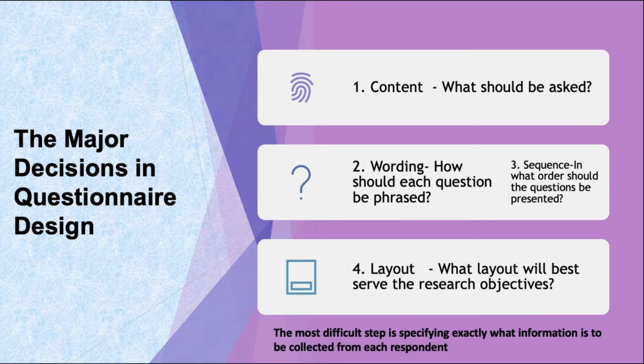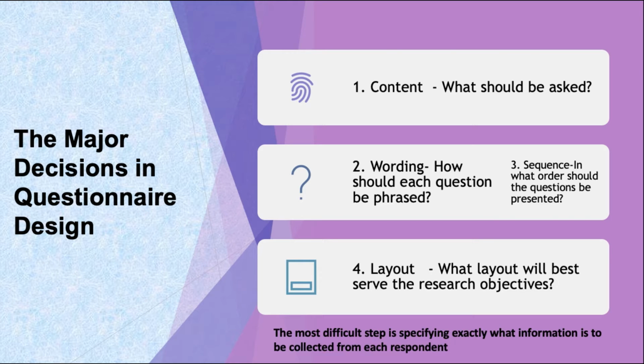What are the major decisions in questionnaire design? The first, which is the most important, is content. What should be asked? I mean that you can ask so many questions, a lot of questions, but the big issue is what you really should ask. And here you go back to your hypothesis, your objective, your problem statement, and your research question, and from that you should understand what exact type of question you need to ask to answer those hypotheses, those objectives, and those research questions.